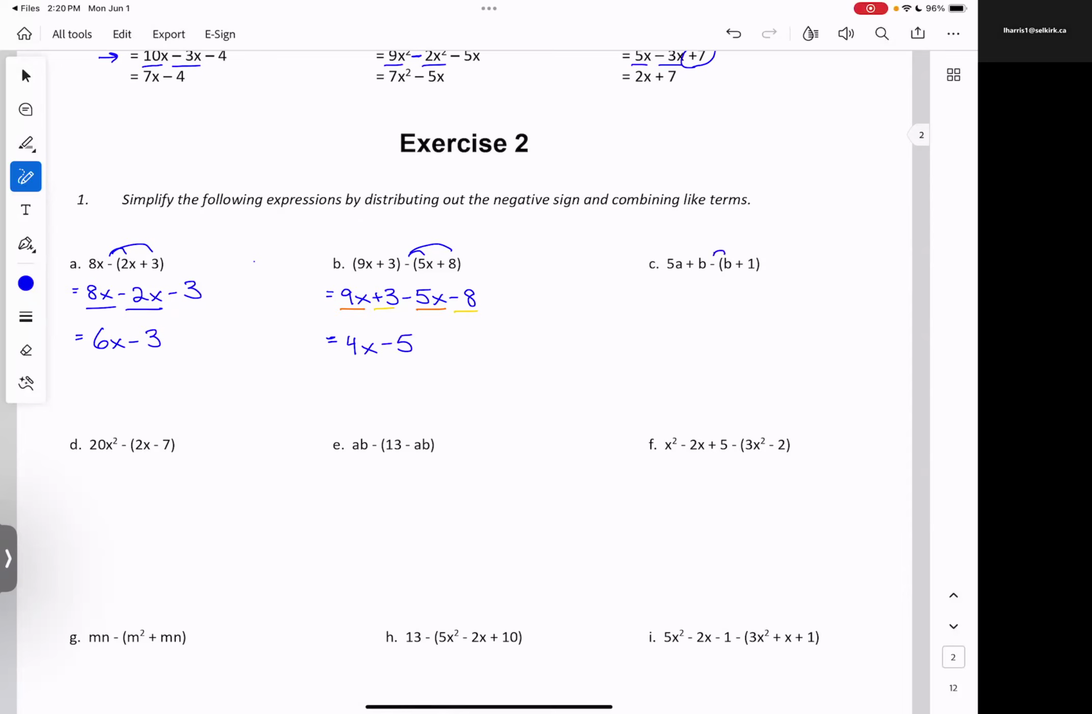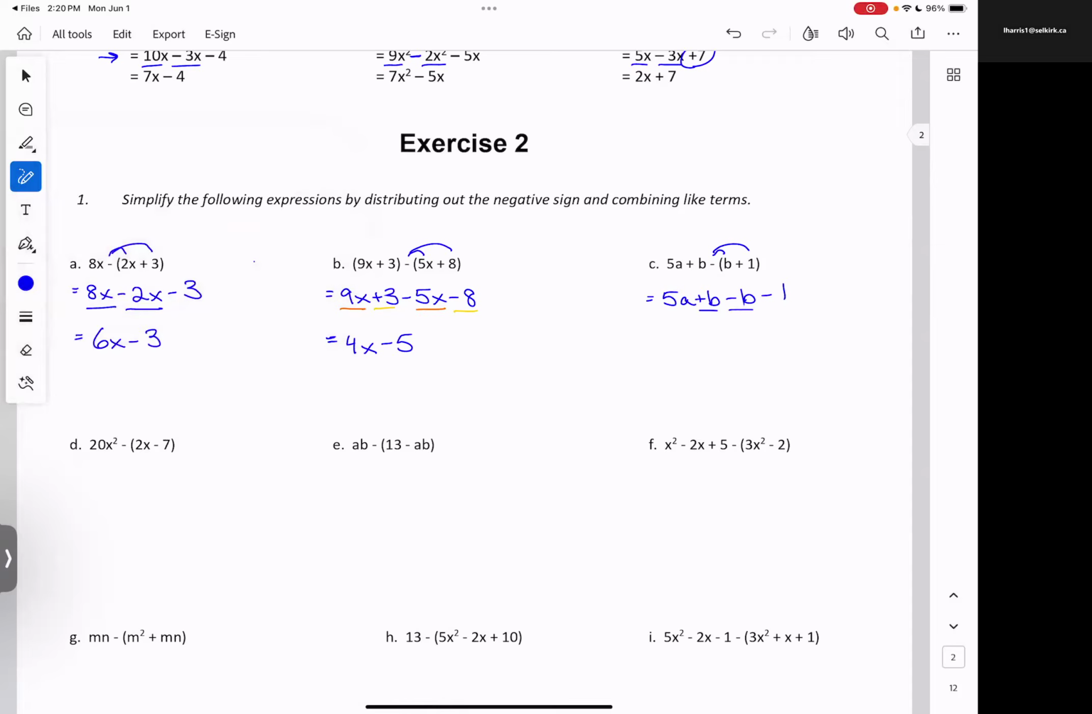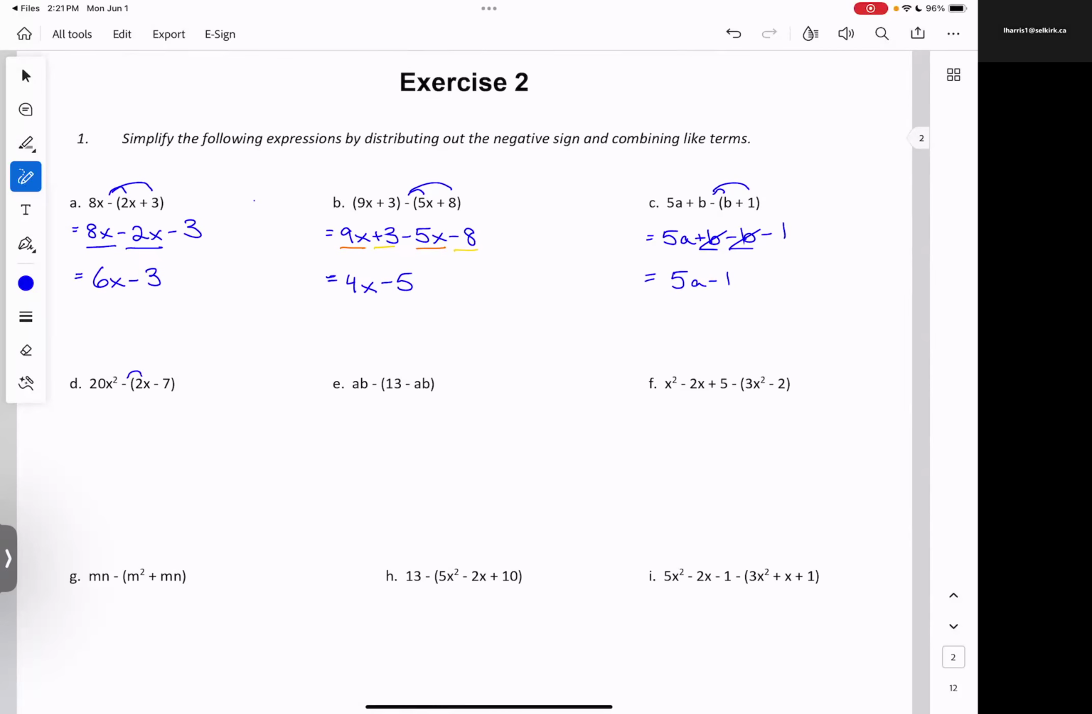All right, next one, we want to distribute out that negative. So we get 5a plus b minus 1. And so when I combine my like terms, that 5a does not have any like terms, so it's just going to stay like it is. But I have a b and another b, so 1b minus 1b just goes away, becomes 0b. So I end up with 5a minus 1. All right, next example, we're going to distribute out that negative sign. And that leaves us with 20x squared minus 2x plus 7. And then I have no like terms, so that's as simplified as I can go.